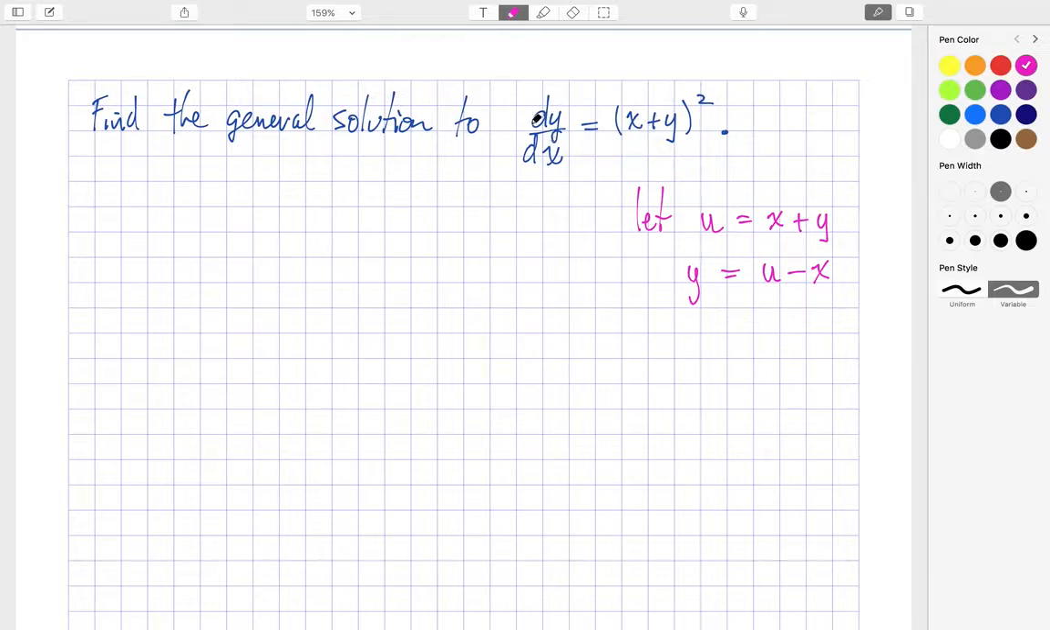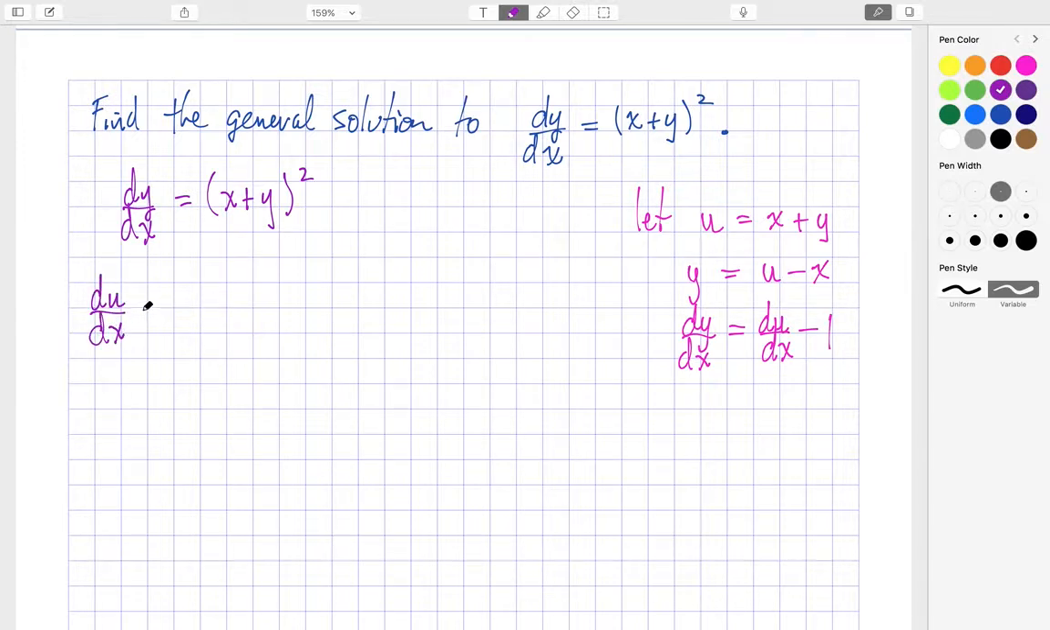Over here, I have to replace dy by dx. So dy by dx will be du by dx minus, and the derivative of x, of course, is 1. So what does my equation turn into? When I make those substitutions, dy by dx equaling x plus y squared turns into du by dx minus 1 equals, replacing x plus y with u, u squared.